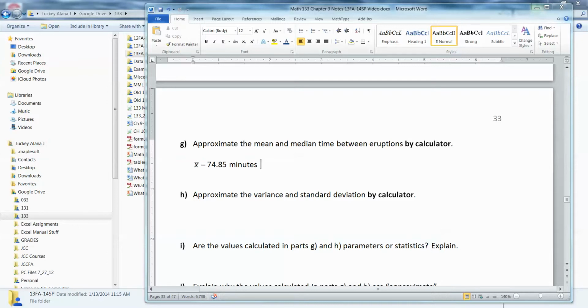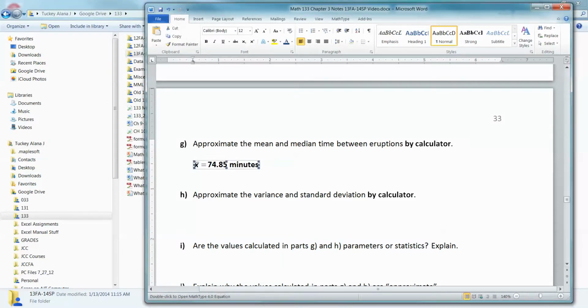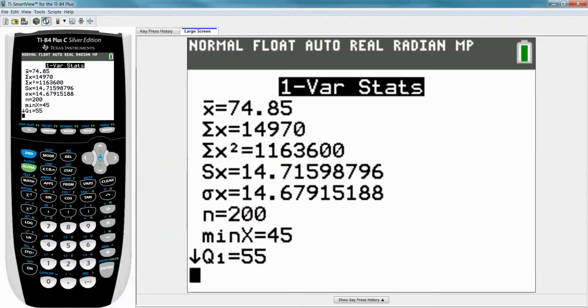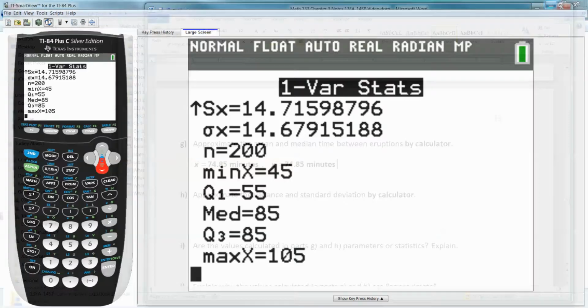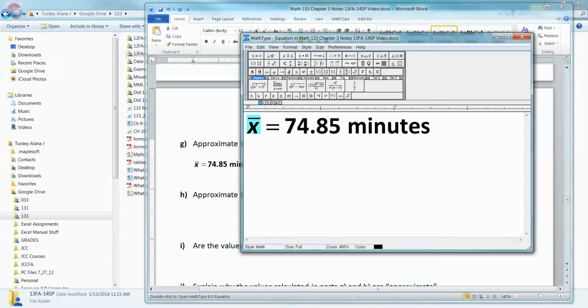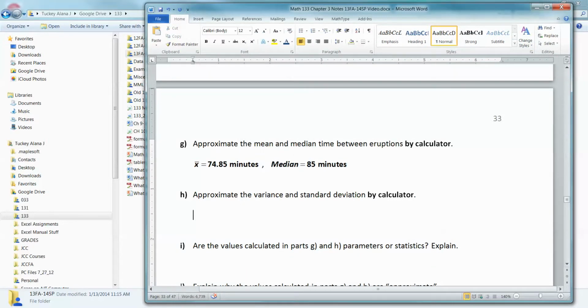Oh, I'll be right back. There, I made that bold. And that would be that. And then, oh, it asks for the median as well. So let's go back and look in here. The median. The median is down below. There it is, 85 minutes. So the median is 85 minutes. So a bit of a difference. It's a little bit skewed left.